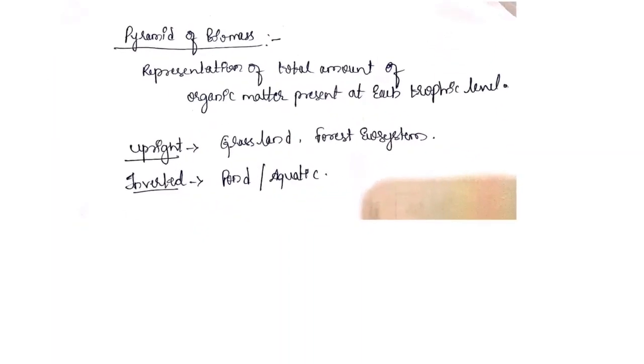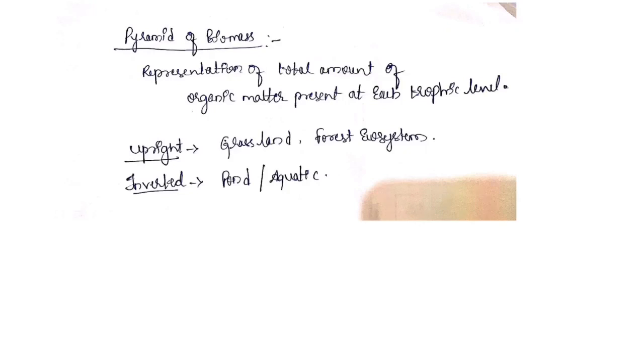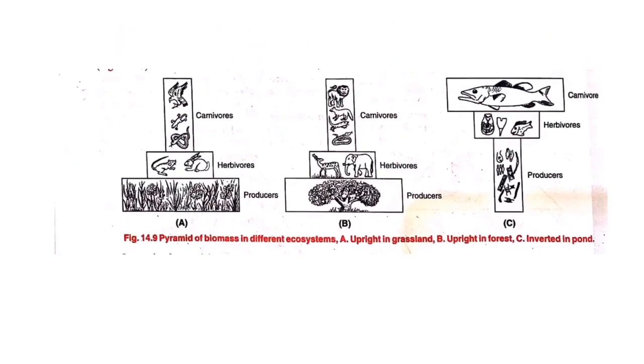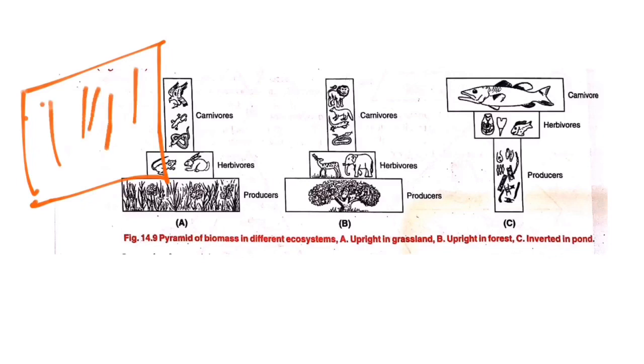And next one is the pyramid of biomass. It is the representation of the total amount of organic matter present at each trophic level. What is biomass? It is the total amount of organic matter present within each trophic level. So in biomass, say for example producers, the number of producers in grassland ecosystem is more. If you consider this habitat, take all the plants present within this habitat and weigh them, it comes to around, say for example, 5 kgs.